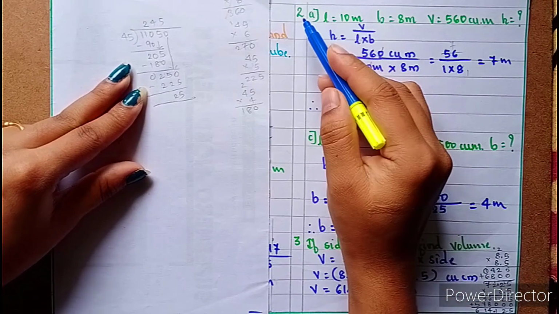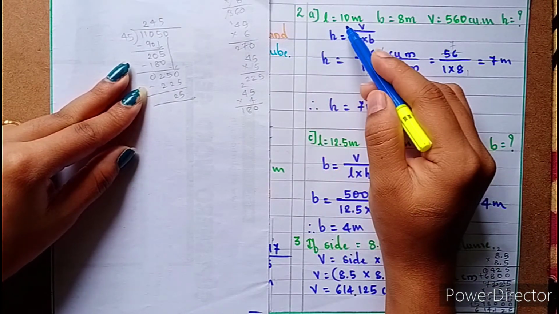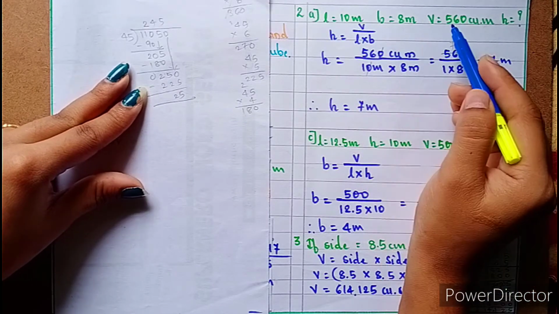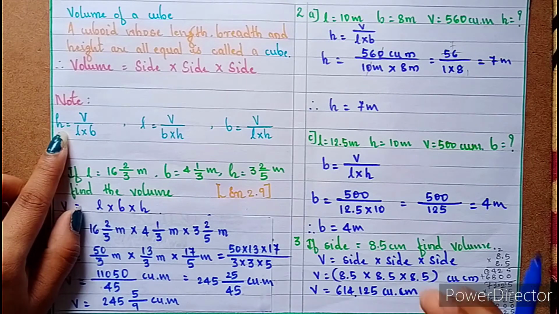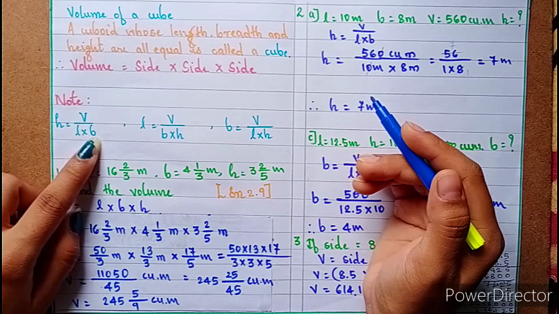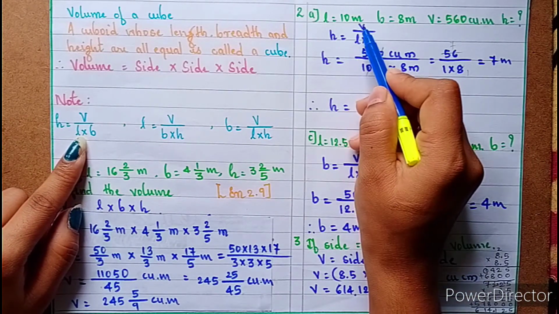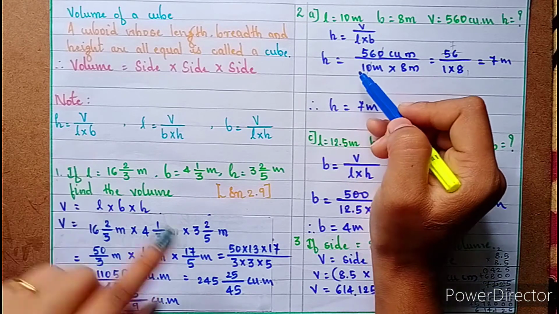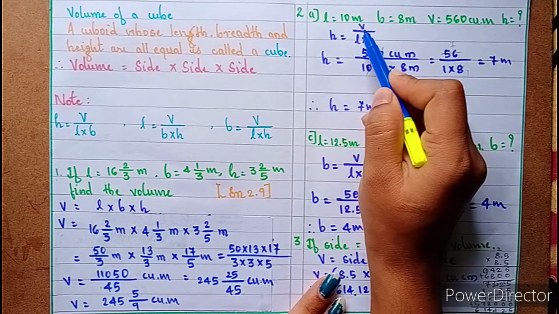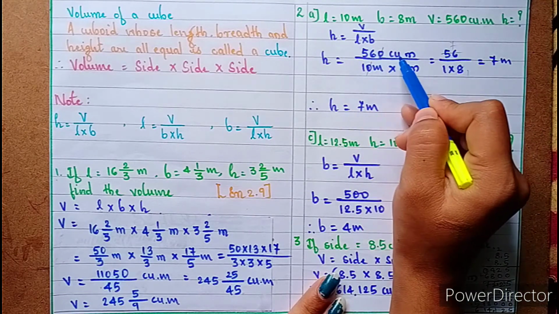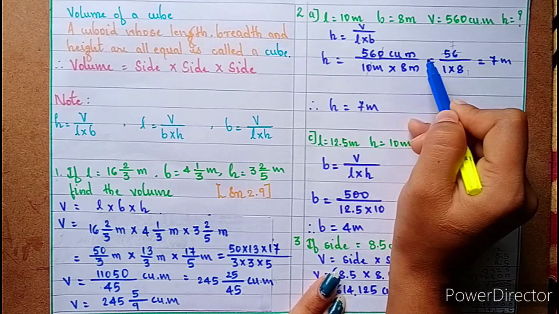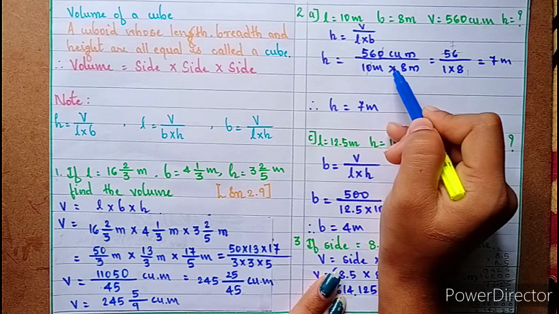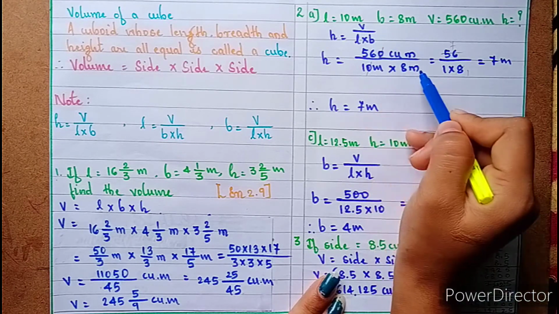Now let's solve example 2, where L, B and V are given and H is not given. So in that case, we have to use the formula H equals V divided by L into B. Now let's substitute the values. H equals V. V is 560 cubic meter, along with the unit I have written, whole divided by, draw the dividing line, and length is 10 meter, multiplied by breadth, that is 8 meter.